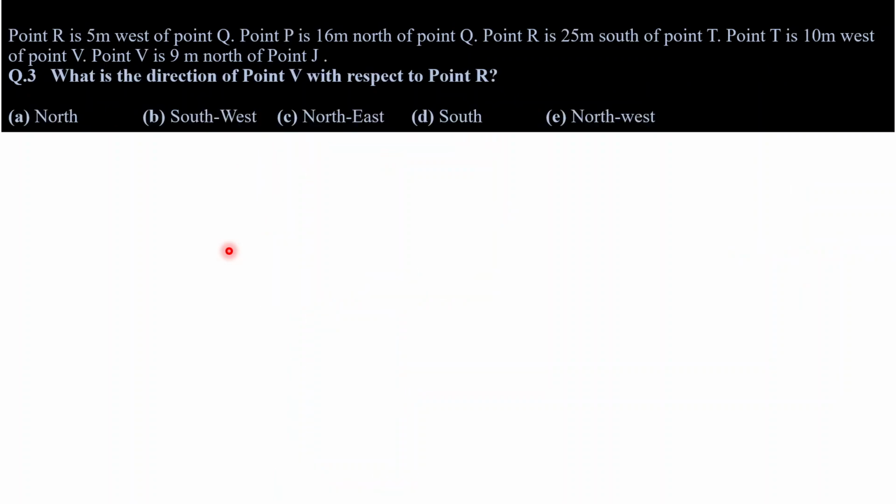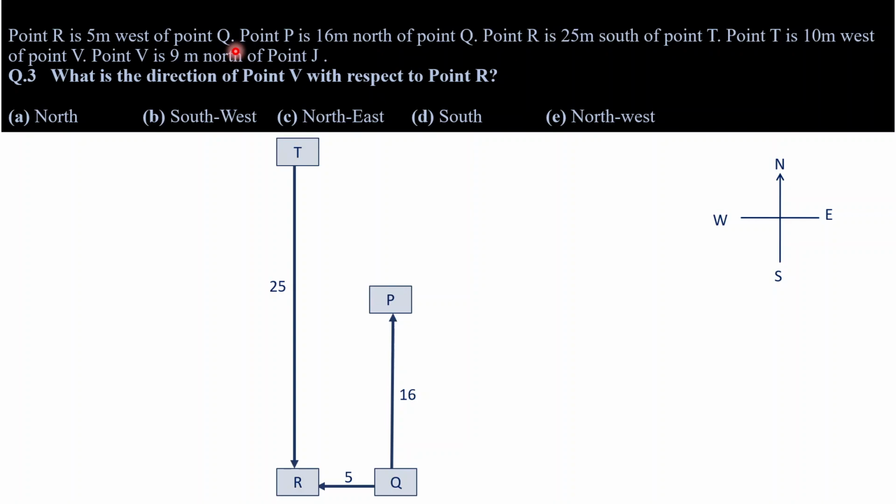Okay, so again the question is same. So first we are going to draw our direction. Now point R is 5 meter west of Q. Point P is 16 meter north of Q. Point R is 25 meters south of point T. Point T is 10 meter west of V and point V is 9 meter north of point J. Now our question is, what is the direction of point V with respect to point R?